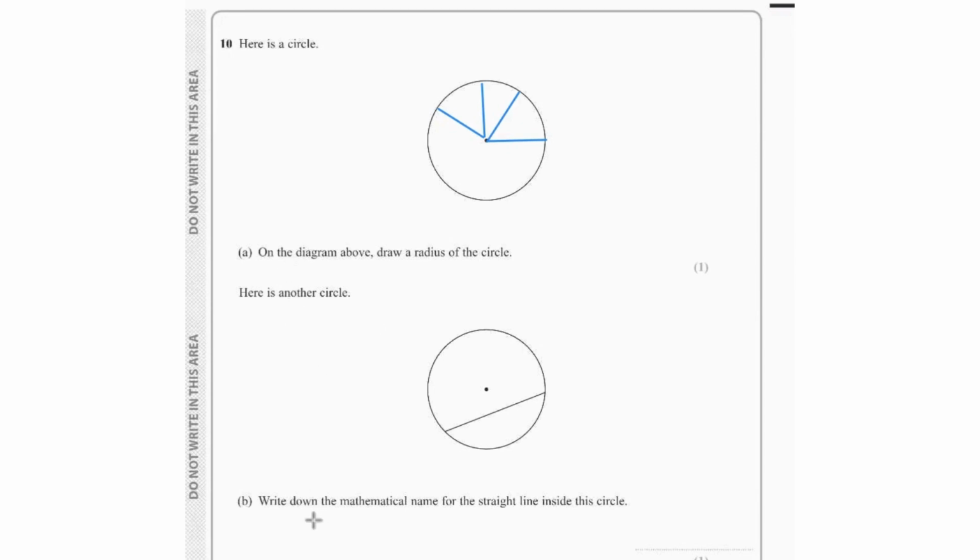Then here's another circle. Write down the mathematical name for the straight line inside the circle. So this straight line is called a chord.